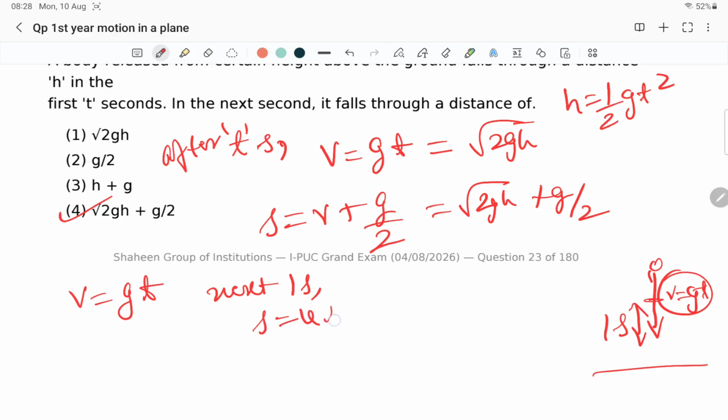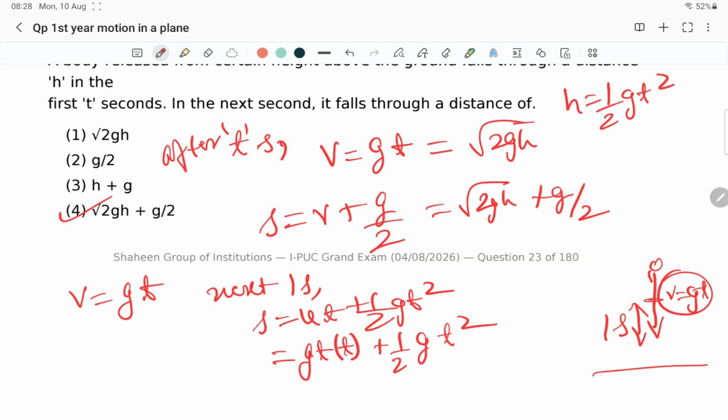S equals ut plus half gt square. U is what? This time it is gt, plus half gt square. So how much do you get? Gt into 1, for the next 1 second. So 1 I will substitute here, and here also 1. So how much will you get? Gt plus g by 2. Gt plus g by 2 you get.